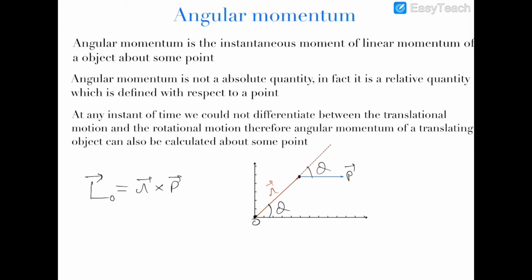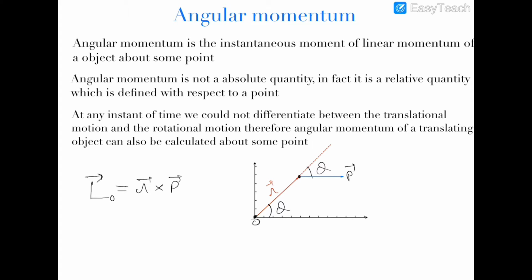So first of all, let me define angular momentum. Angular momentum is the instantaneous moment of momentum of an object about some point. We have already studied the moment of mass in center of mass, and the moment of force in rigid body motion, and we know that the moment of force is also called torque, and the formula for torque is r cross F.